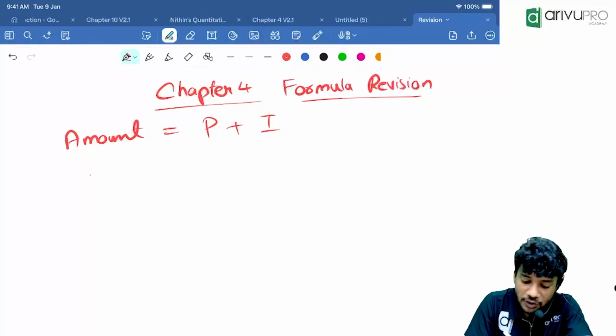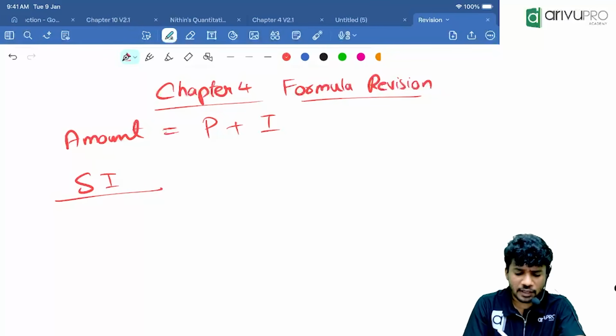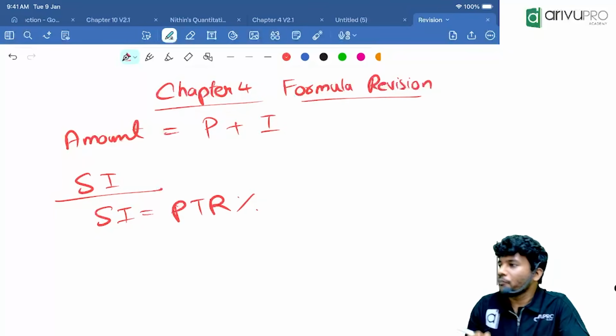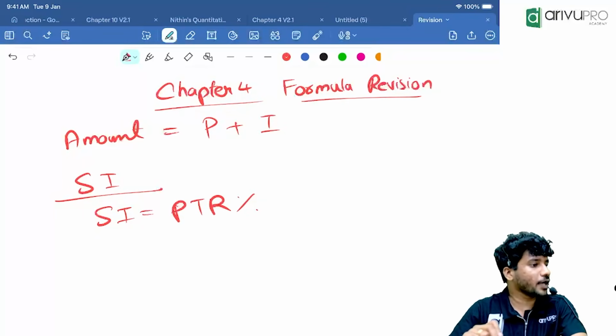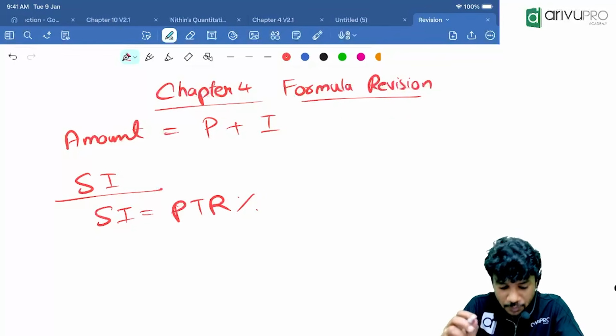Then coming to simple interest. Simple interest means we studied that. What is the formula for SI? SI is nothing but P into T into R percentage. What is this P? Principal. T is what? Time period. And R is the given rate percentage.